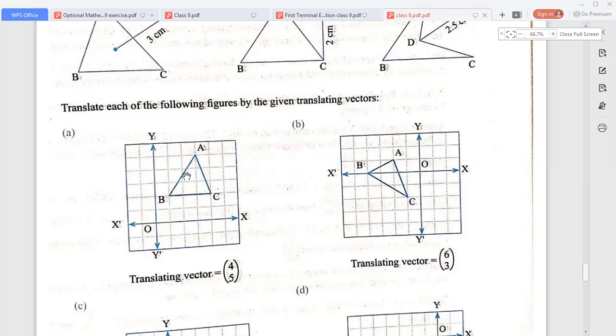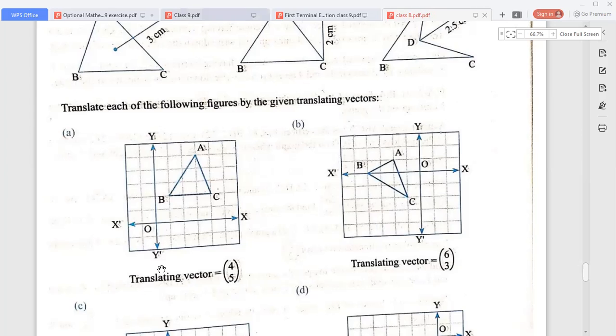First of all, the very first step is we have to find out the coordinate of each vertices of the object, and then we have to plot on our own graph. यो बुकमा दिएको ग्राफमा हैन कि हामीले आफ्नै ग्राफमा प्लट गर्नुपर्छ. So for that we have to count the coordinate of each vertices of the object.